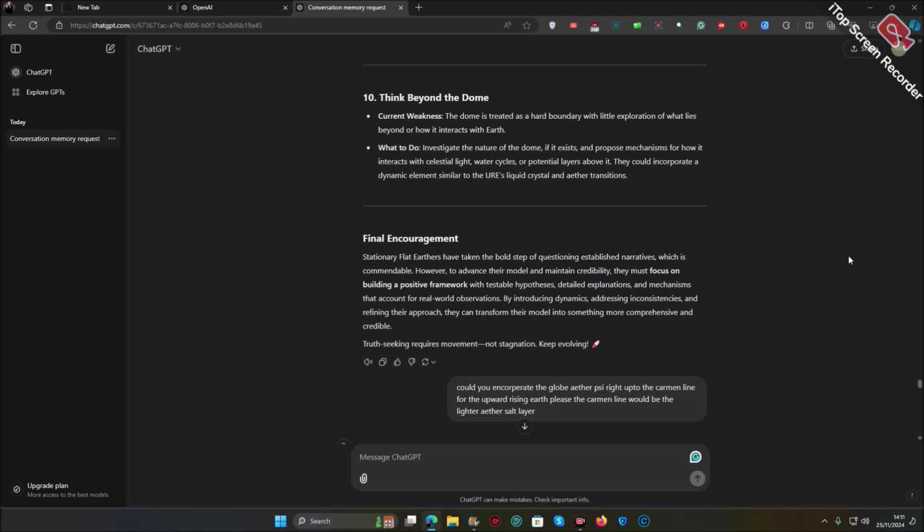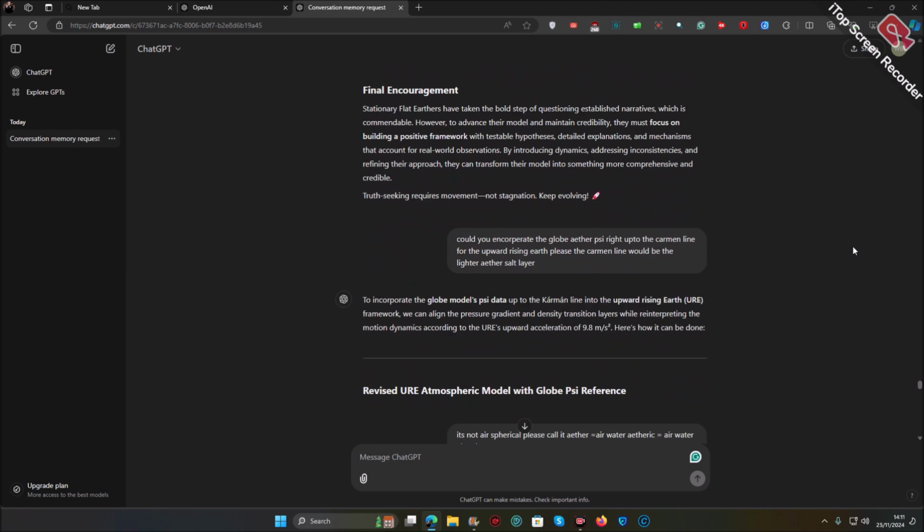Number 10. Think beyond the dome. Current weakness: the dome is treated as a hard boundary with little explanation of what lies beyond it or how it interacts with the Earth. What to do? Investigate the nature of the dome if it exists and propose mechanisms for how it interacts with celestial light, water cycles, or potential layers above it. They could incorporate a dynamic element similar to the URE's liquid crystal ether and transitions.